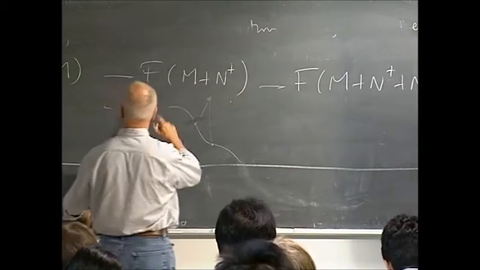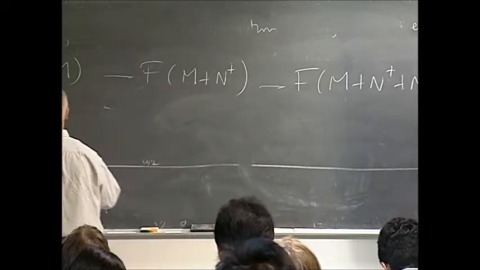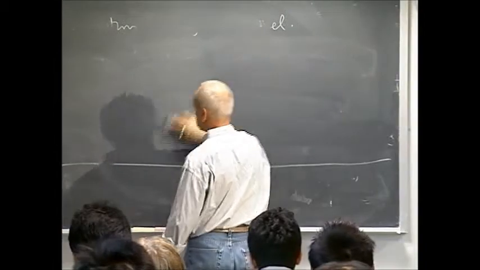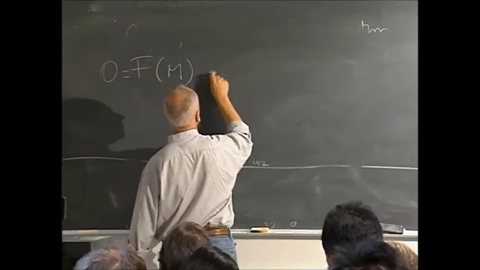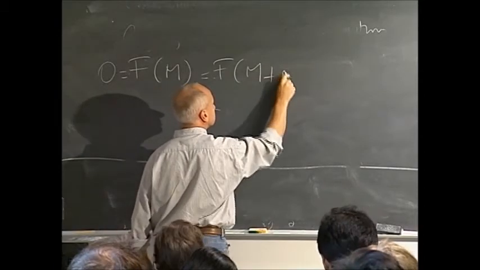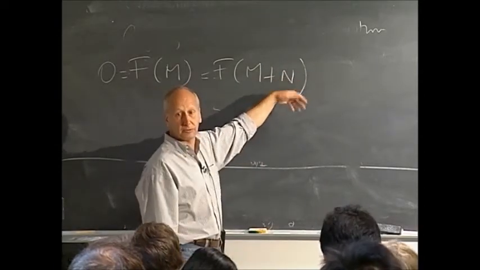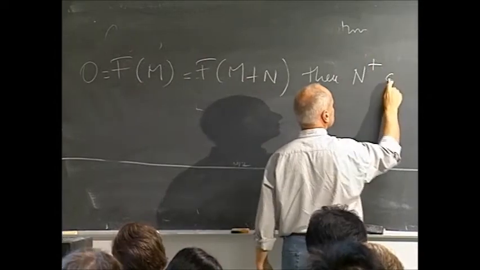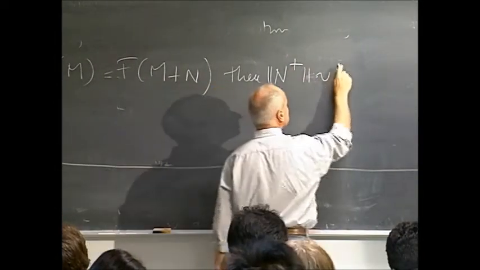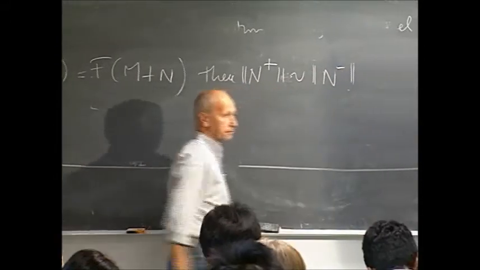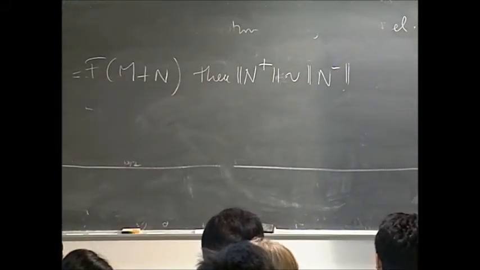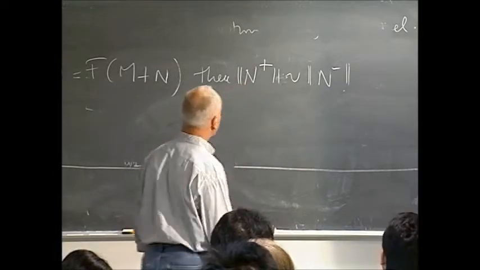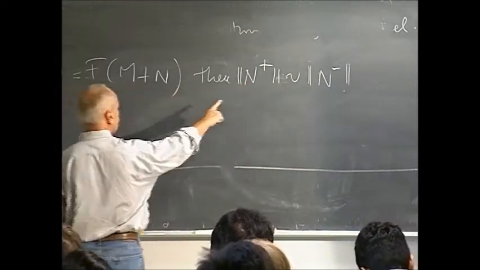In other words, if F of M and F of M plus N are both zero, then the N plus and the N minus have to be comparable. Because when you add the N plus, F increases proportionally to N plus, and then to go back to zero you need to put something of the same order. Okay? So this is a very important remark I want to keep. Let me keep it here.